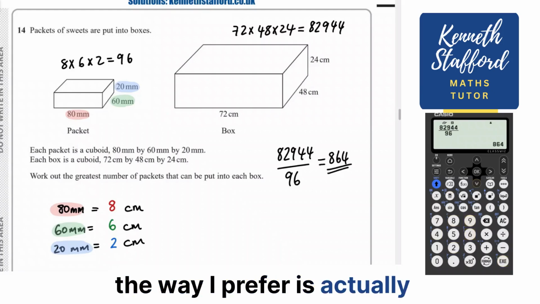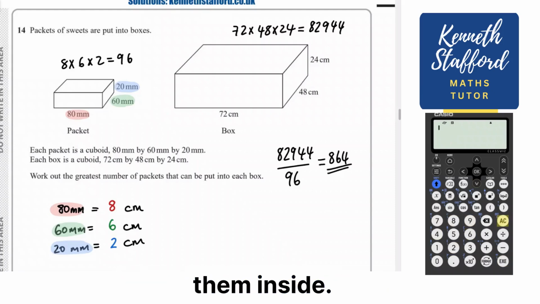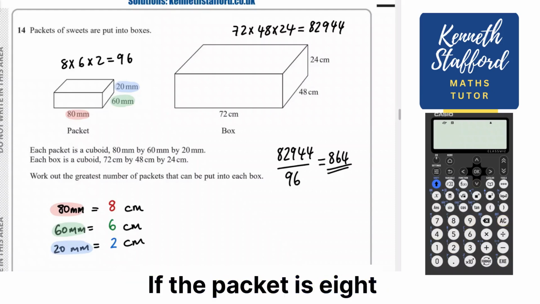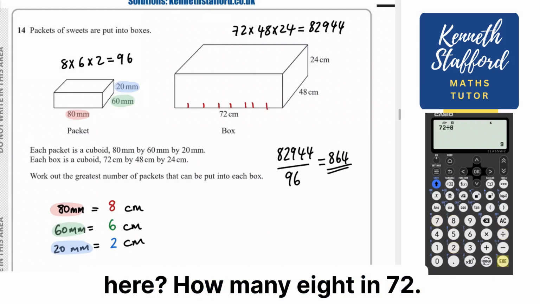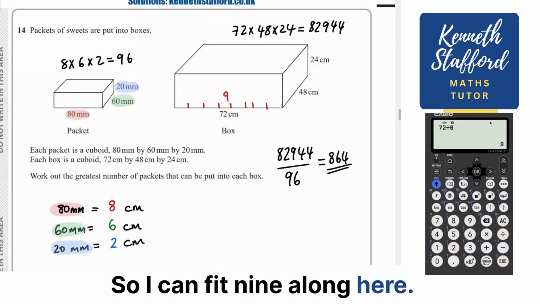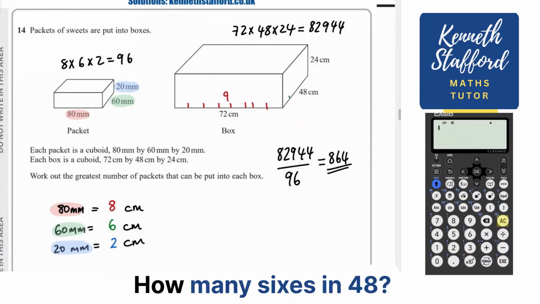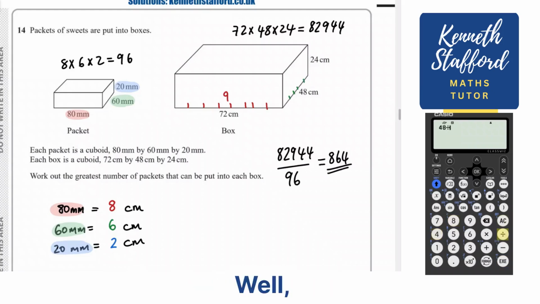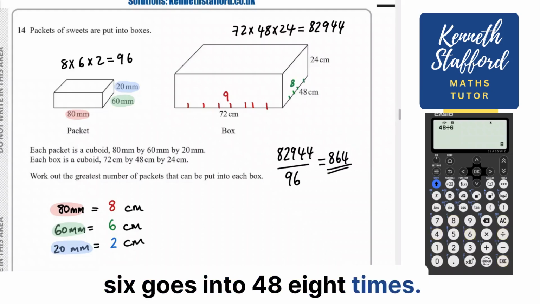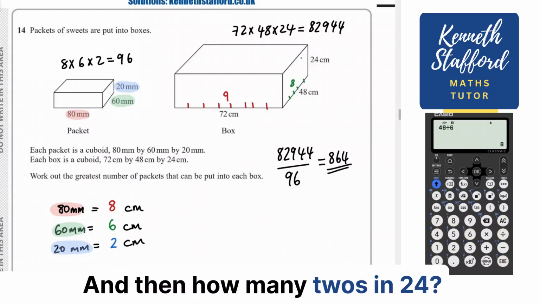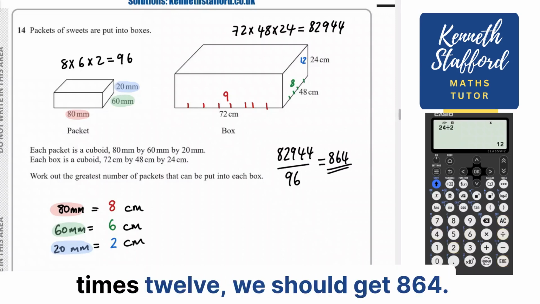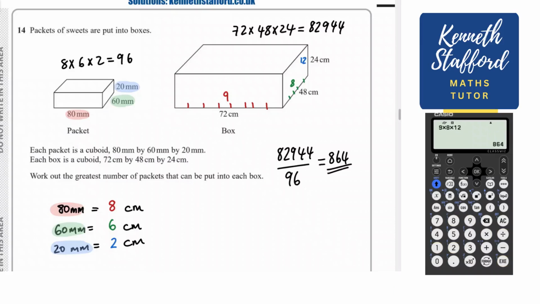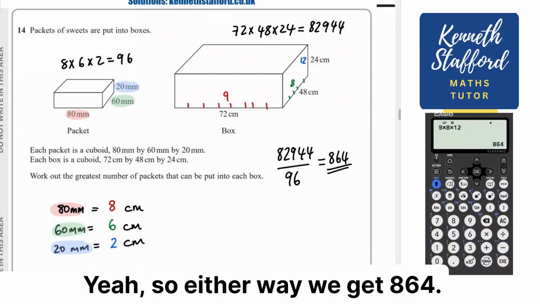Now, the way I prefer is actually just to think about fitting them inside. If the packet is 8 centimeters long, I think, well, how many 8s can I get along here? How many 8s in 72? So I can fit 9 along here. How many 6s in 48? Well, 6 goes into 48 8 times. And then how many 2s in 24? Well, that's 12. And actually, if we now do 9 times 8 times 12, we should get 864. Yeah. So either way, we get 864.